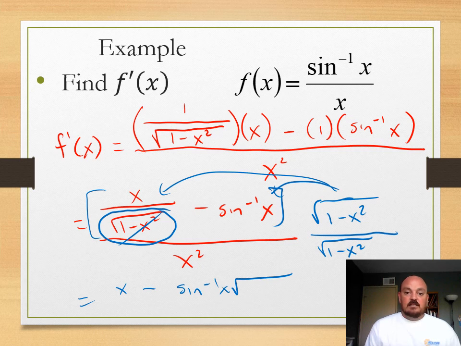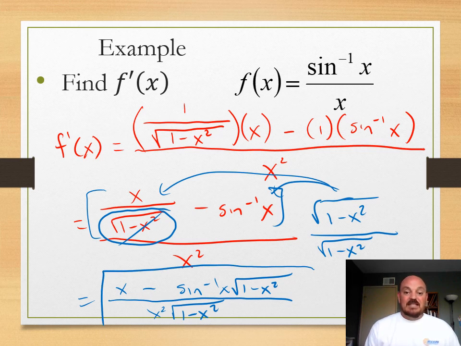Inverse sine x times the square root of 1 minus x squared. And on the bottom, just push it all together. X squared times the square root of 1 minus x squared. So that bottom one in blue really is probably the best answer, the simplified one. But remember, if you stop one step earlier than that, that's still technically the right answer.